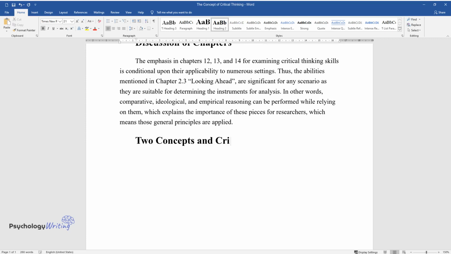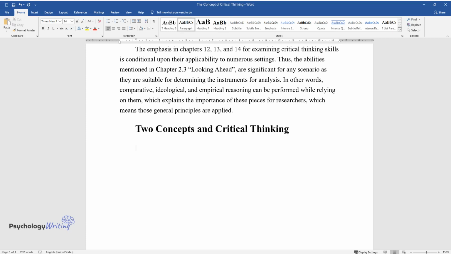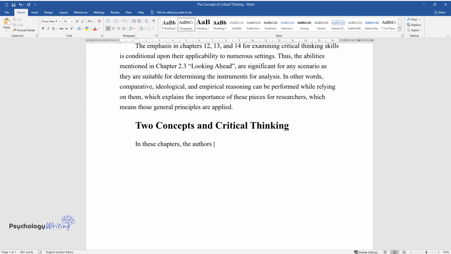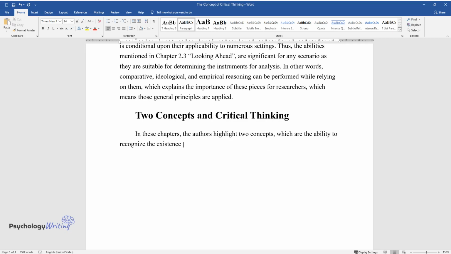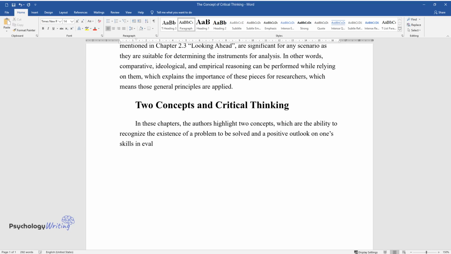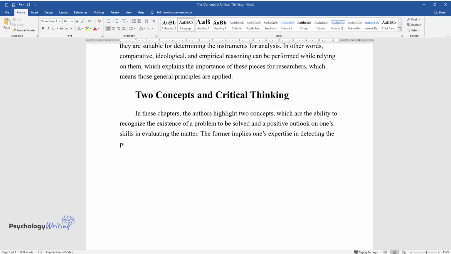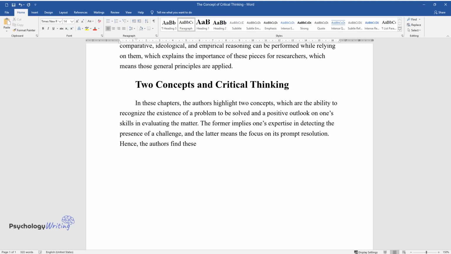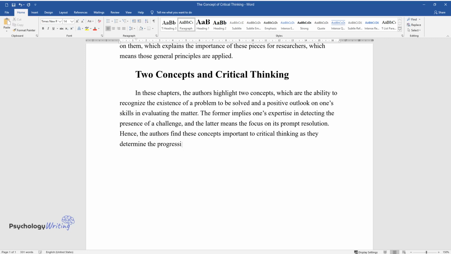Two concepts in critical thinking. In these chapters, the authors highlight two concepts, which are the ability to recognize the existence of a problem to be solved and a positive outlook on one's skills in evaluating the matter. The former implies one's expertise in detecting the presence of a challenge, and the latter means the focus on its prompt resolution. Hence, the authors find these concepts important to critical thinking as they determine the progression from the emergence of risks to their elimination.